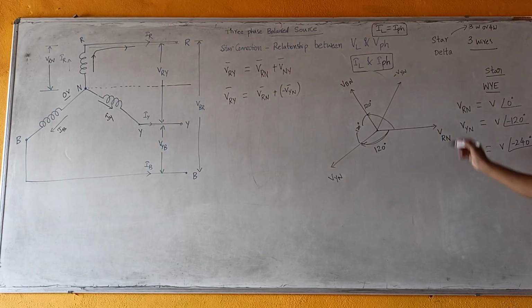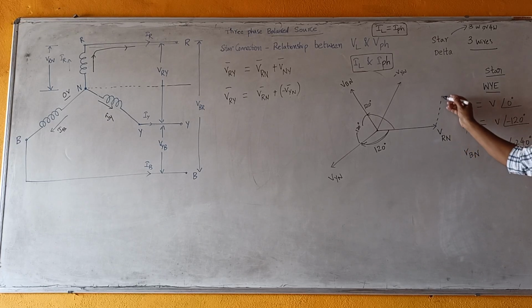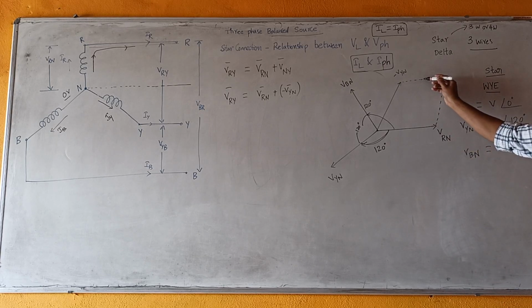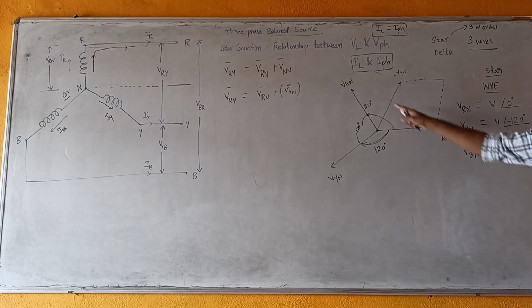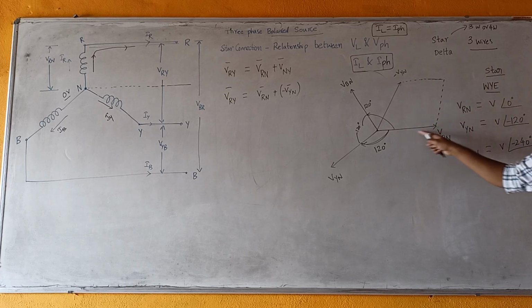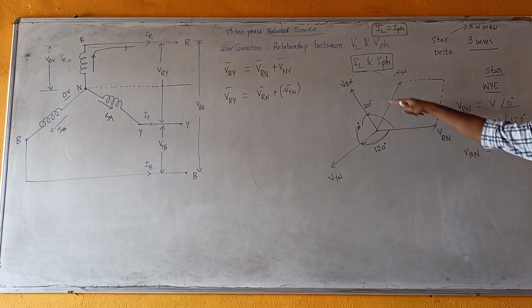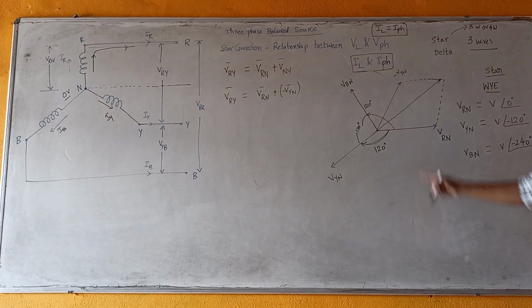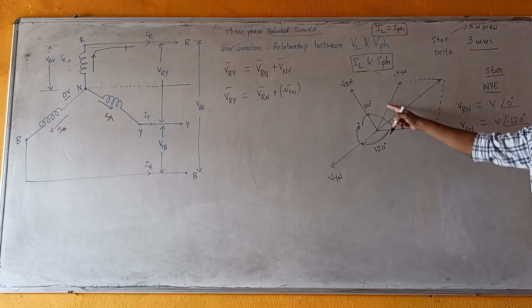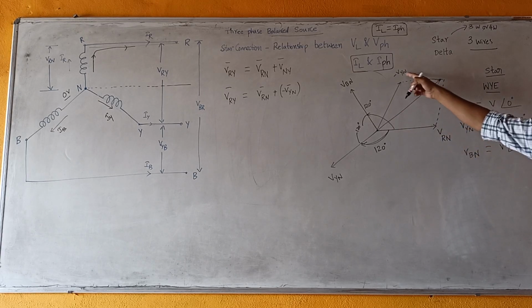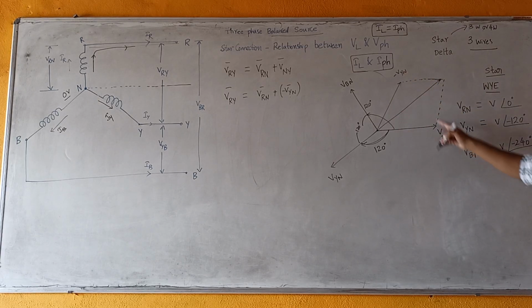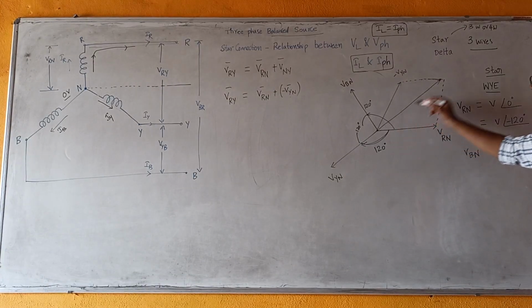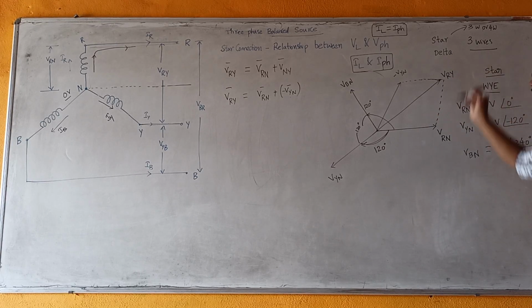Now we use the parallelogram law of vector addition and we will solve this particular problem. These two are adjacent sides of this parallelogram. So the sum of adjacent sides of the parallelogram is actually the diagonal. The adjacent sides are VRN and minus VYN. If you add VRN and minus VYN, we will get VRY. And what is this diagonal? This diagonal is now VRY.